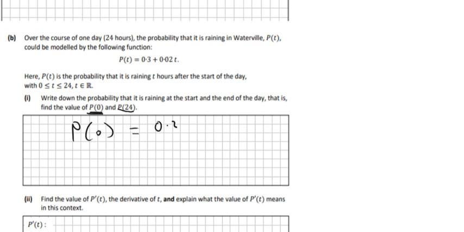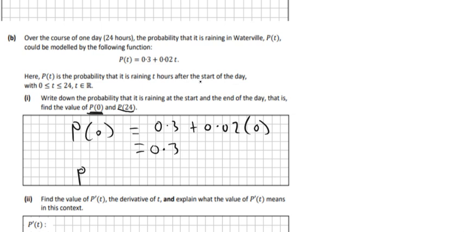So 0.3 plus 0.02 multiplied by 0. And you don't even need calculator there. You can see that it's going to be 0.02 multiplied by 0 is just 0. So you're just left with 0.3.